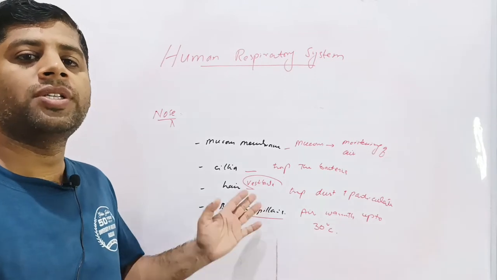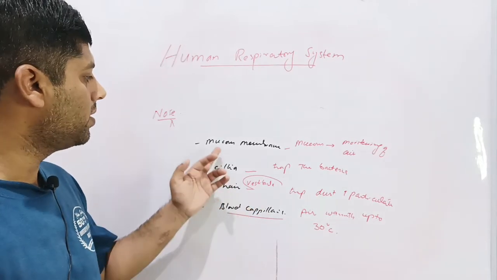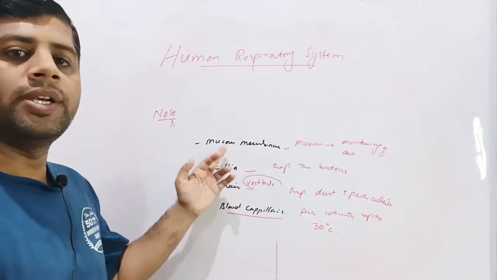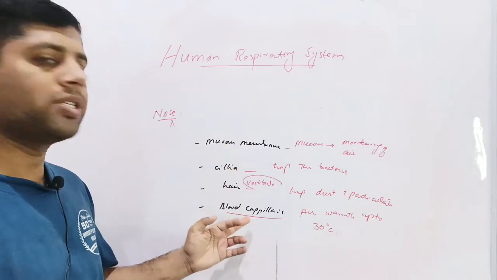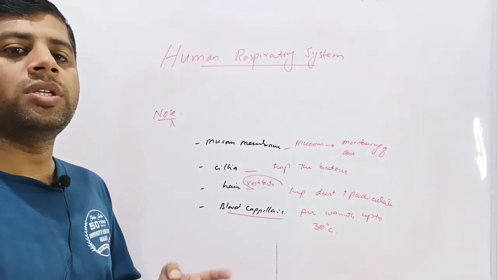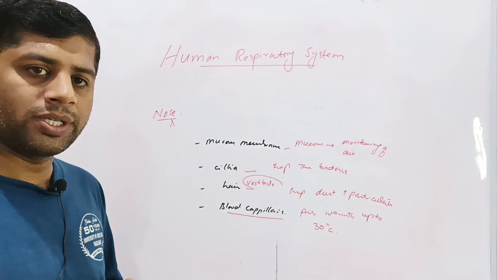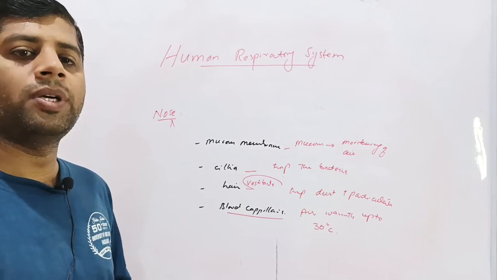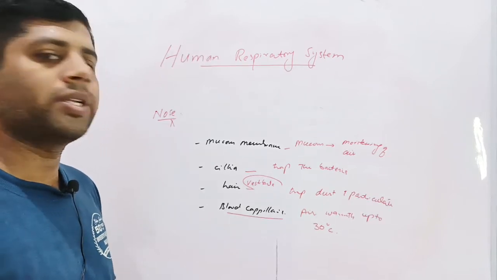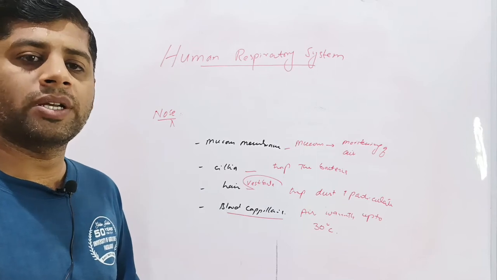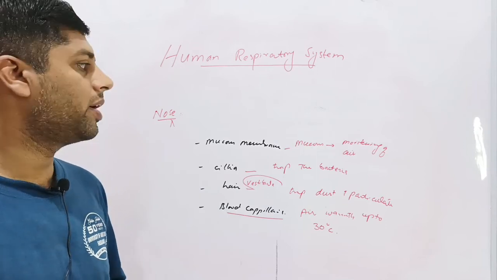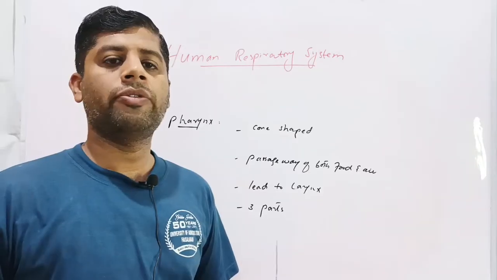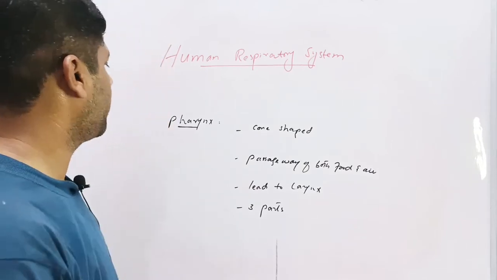The nose has significance in the process of inhalation because it filters the air, it humidifies the air, as well as it warms up the air. So these three functions of the nose, humidification, filtration and warming up of the air, are essential so that the lungs or other respiratory tract organs may not be damaged or harmed. The air from the nose enters the pharynx.